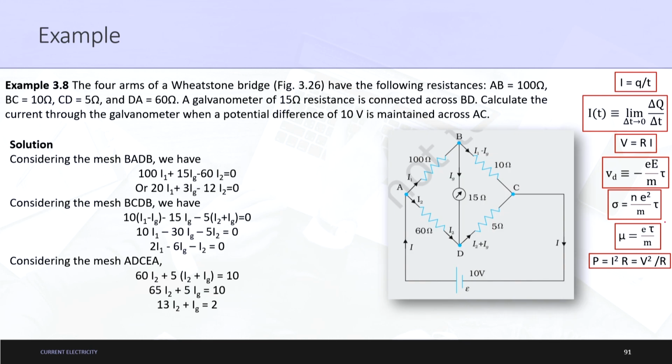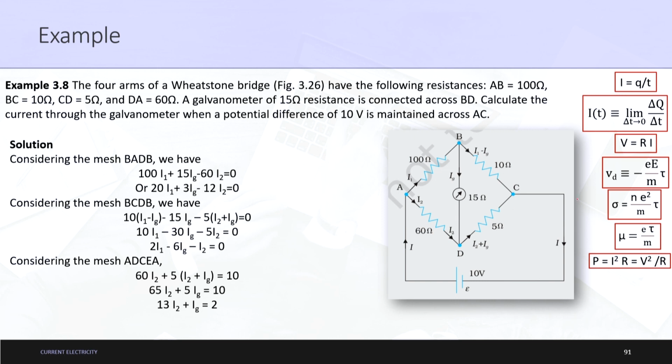So, now let us take an example of this Wheatstone bridge only. Please look over here carefully now. The 4 arms of a Wheatstone bridge have the following resistances. So, what are these resistances? AB is given to you as 100 ohms, BC is given to you as 10 ohms, CD is given to you as 5 ohms, and DA is given to you as 60 ohms.